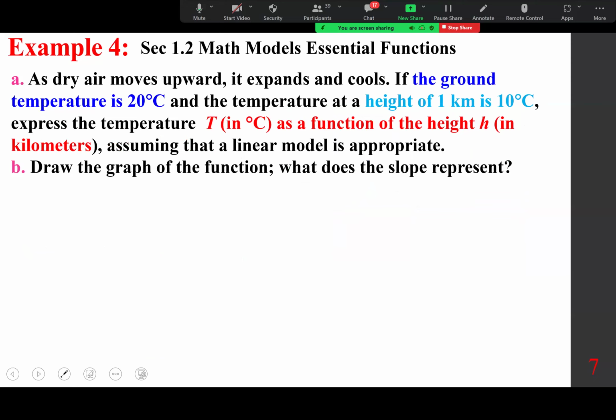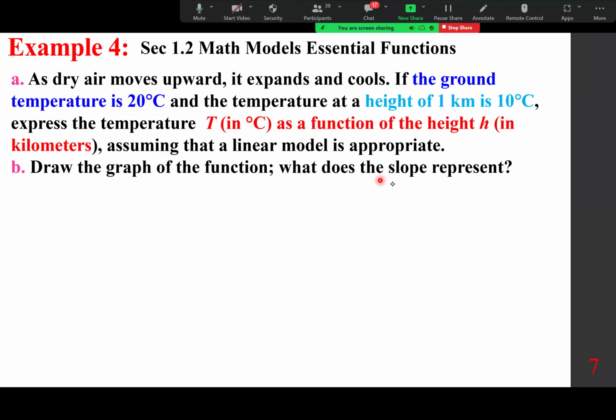Example 4. As dry air moves upward, it expands and cools. If the ground temperature is 20 degrees Celsius and the temperature at a height of 1 kilometer is 10 degrees Celsius, express the temperature T in degrees Celsius as a function of the height h in kilometers. Assuming that a linear model is appropriate, draw a graph of the function. What does the slope represent?